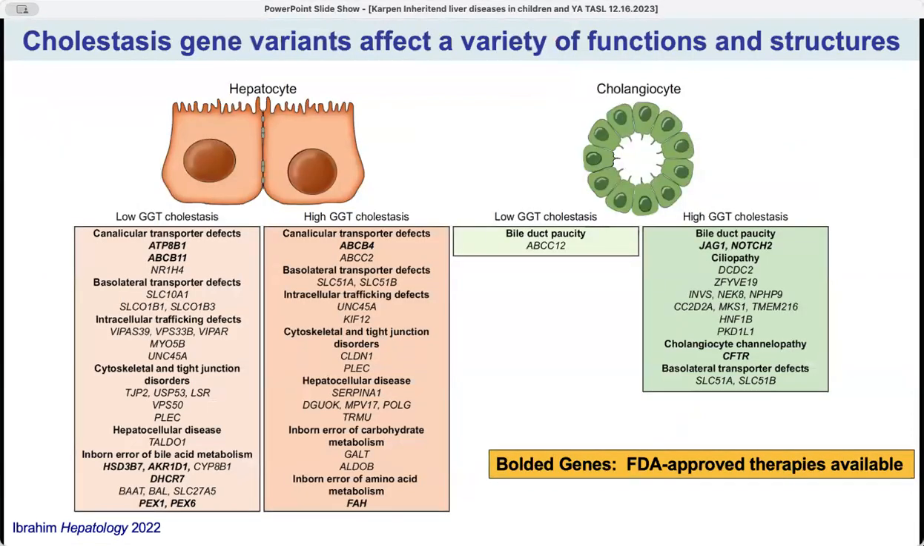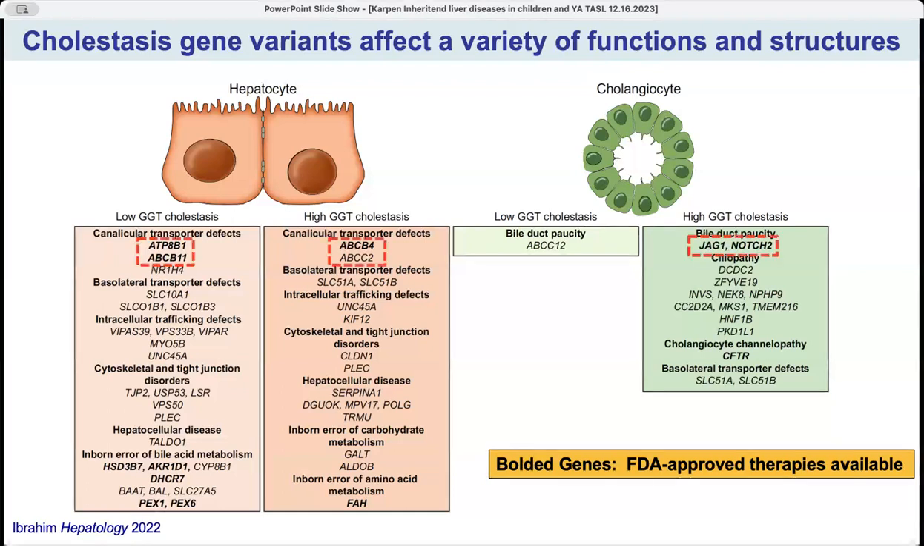In a paper led by Dr. Ibrahim, and I'm showing you a highlight here, cholestasis gene variants have been identified in well over 50 different genes that lead to either disorders on the left for hepatocytes and on the right cholangiocytes. And we really categorize these as either low or high GGT. And these really do help us identify the disorders, but especially with exome sequencing, where we can look at every gene, we're starting to identify new genes and the relevance of identified genes.